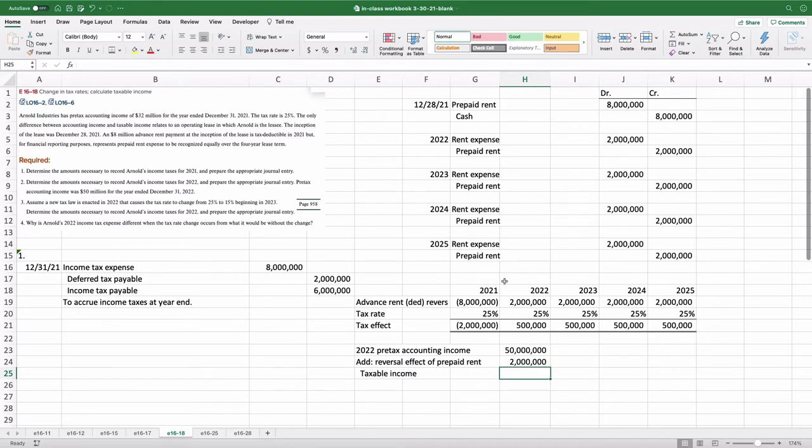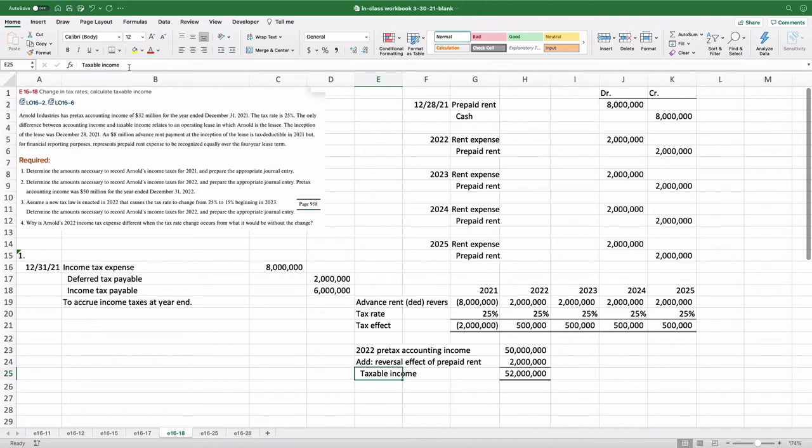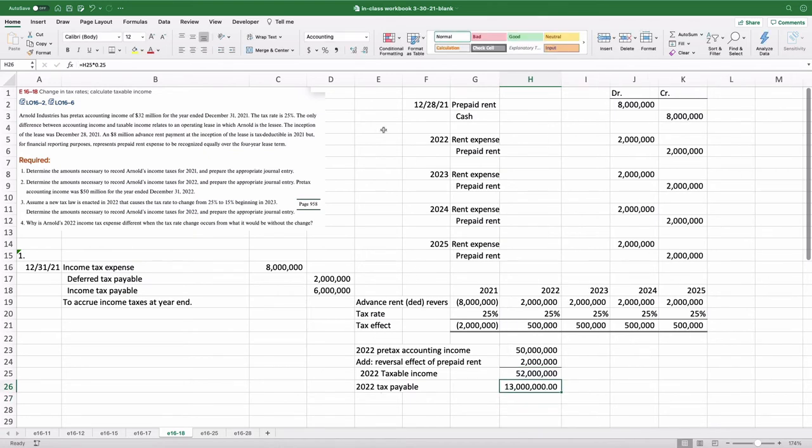And so we're going to have the total, 50 million plus 2 equals $52 million of taxable income in 2022 taxable income. Okay. And 2022 tax payable is going to be equal to the 52 million times 0.25, 13 million. And so that answers our question here.